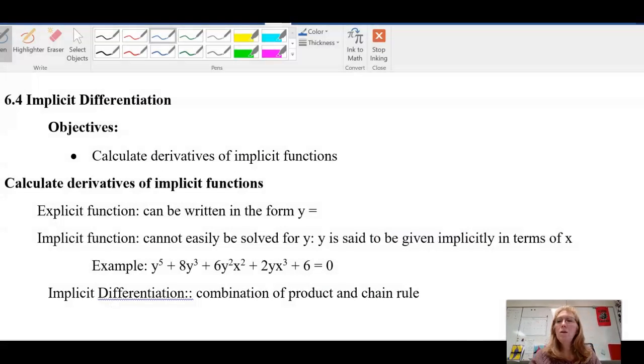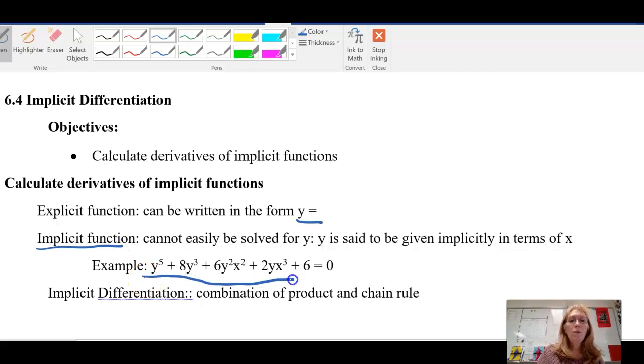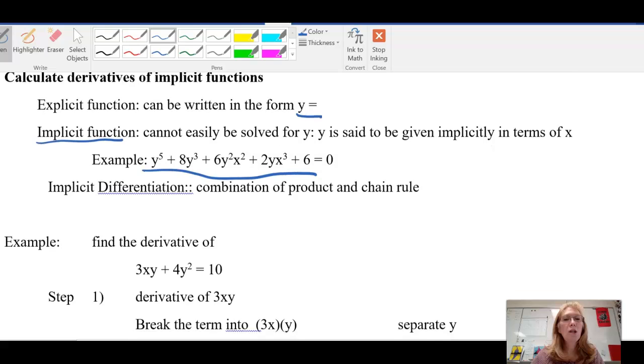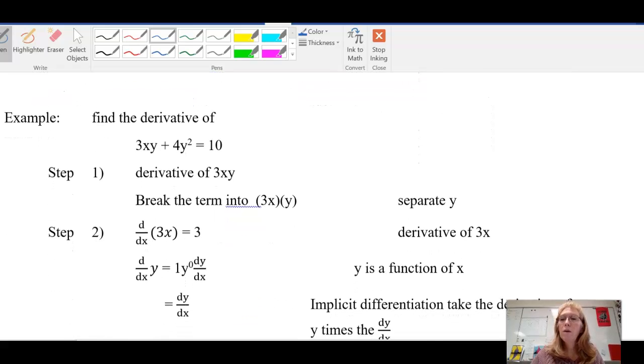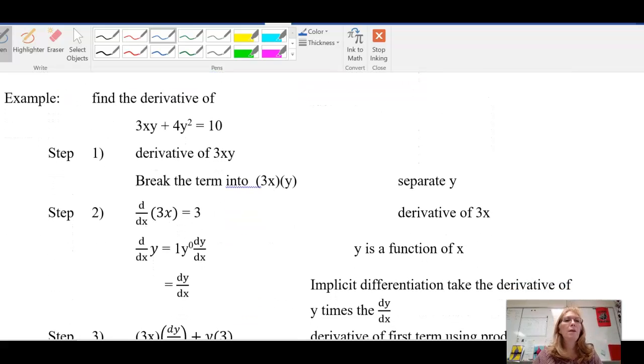All right, so when we do implicit differentiation, first we're going to start off with no story problems. An explicit function means you can write it in the form y equals, so I can solve for y pretty easily. An implicit function means I cannot do that. Like if we look here, solving for y is next to impossible. So we have to do what we call implicit differentiation. So remember, no story problems yet.